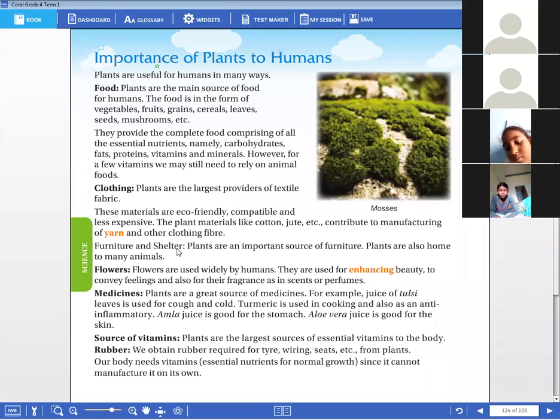Next, coming to flowers. Flowers, children, are used widely by humans. They are used for enhancing beauty, to convey feelings, and also for their fragrance as incenses or perfumes. Mostly flowers are used by humans only, children. Animals and birds rarely use flowers. Animals won't use flowers, while birds and insects will use flowers because they eat them. I mean, the nectar, the sweetish taste present in the flowers, will be taken as food by birds and insects. But mostly flowers are used by us only.